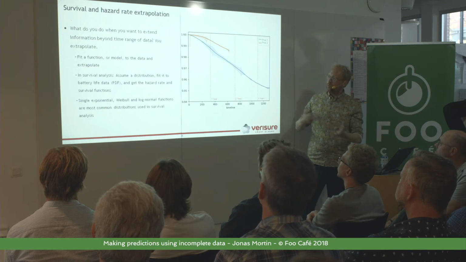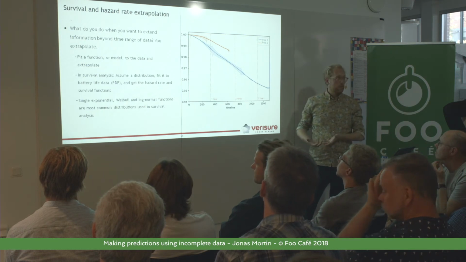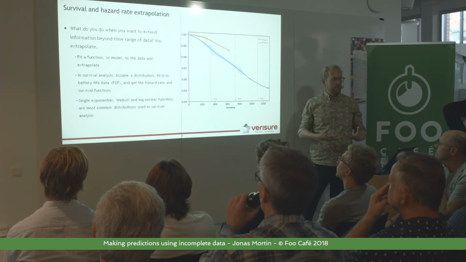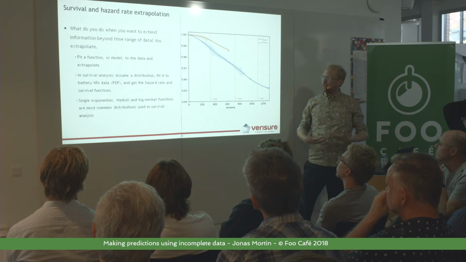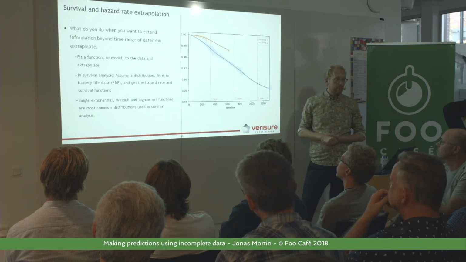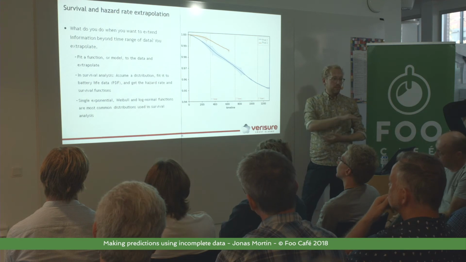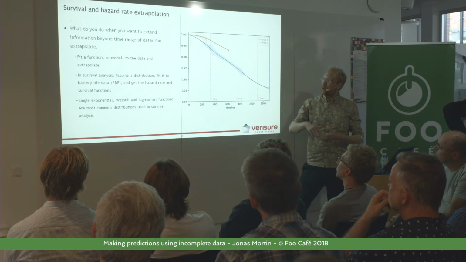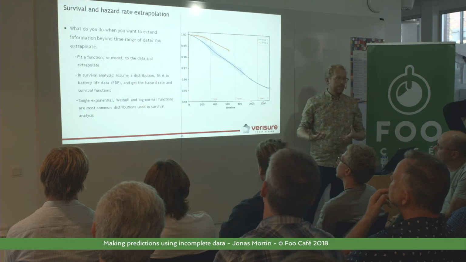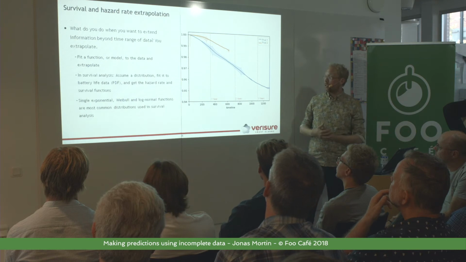But basically what you do more formally is that you fit a function or a model to the data and extrapolate. You have to assume some kind of distribution. Otherwise you cannot do it. You need to fit it. In this case, you fit it to the PDF, the probability density function that I showed you first, when they die. And then from that you get the hazard rate and the survival functions through the mathematical relations I showed you earlier.